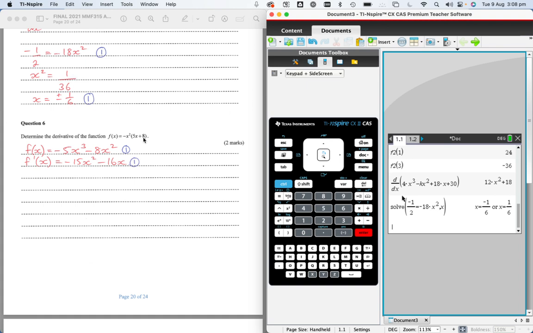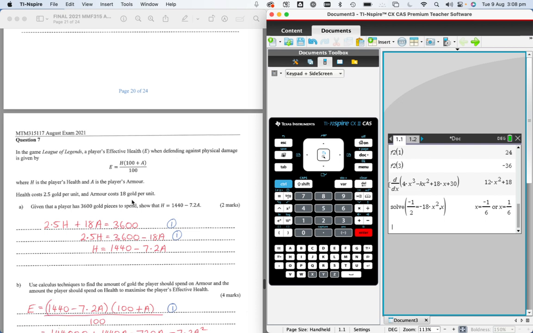Determine the derivative of this. It's worth 2 marks. So again, although the GDC will work out the derivative directly, why it's worth 2 marks is because it's expecting you to say, well, power rule, how do I use the power rule? Only when terms are added and subtracted. So I have to expand this first, which is that line there, and then use the power rule. I mean, you can confirm on your GDC, but that's about it.